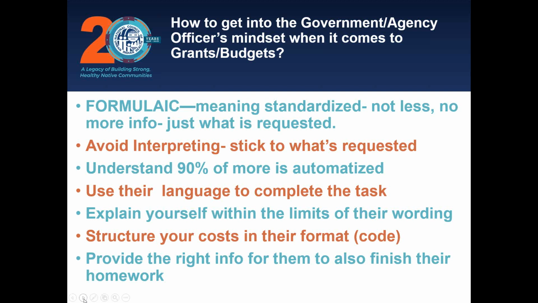Structure your cost only in the format or the code that they provide you with, and provide the right information for you to express everything that you need, but also for them to finish their homework. Why? Because, in their mind, they have so many grants and so many programs that they have to do. They will try not to go out of their way in order to interpret something.